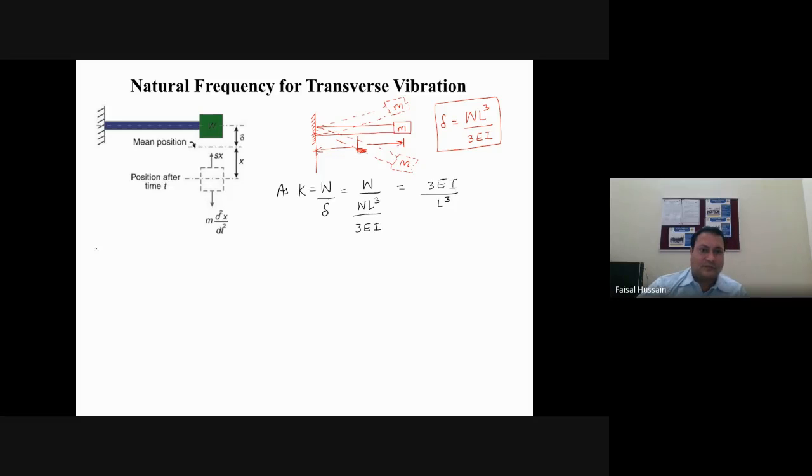Now, natural frequency is ωn equal to the square root of k by m. So here, instead of k, I can write 3 EI upon L cube, and there is m. So this will be the expression.